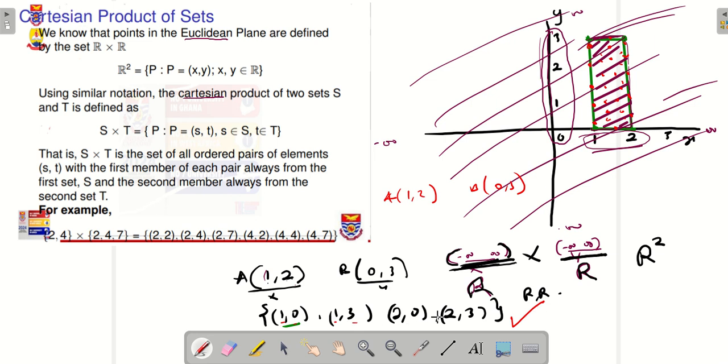But if you want to pick all real numbers, then remember that from (1, 0), I can move to (1.1, 0), (1.2, 0), (1.111, 0), and so on. So there are infinite numbers between 1 and 2, and also infinite numbers between 1 and 3. And there are also infinite points inside this rectangle. All these points inside this rectangle are what we call the Cartesian product of the sets [1, 2] and [0, 3].